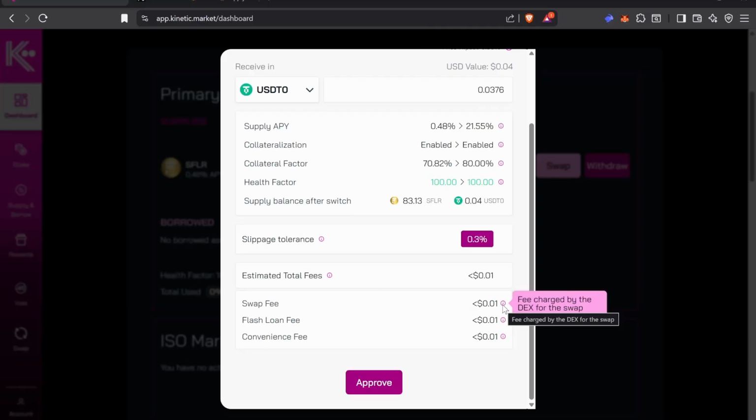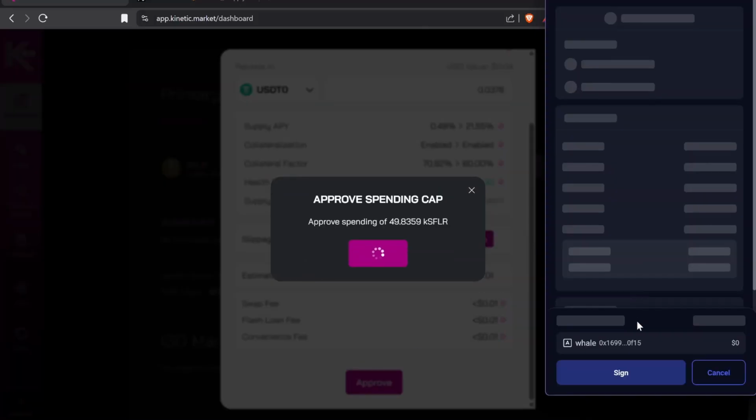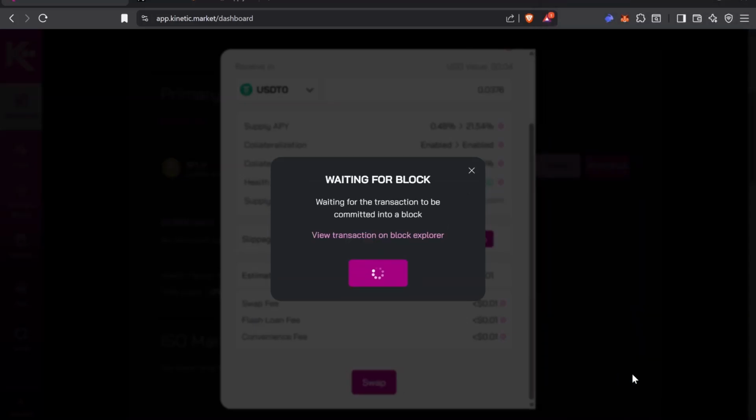So there's a fee for the tax that you have to pay, the fee for borrowing the temporary asset, which is also pretty small, and the convenience fee, which is paying Kinetic for the service. Let's approve it. I'm signing on Rabby. I don't know if you can see this on the screen. Confirm. All right, so while we wait for this to finish, what is this useful for?